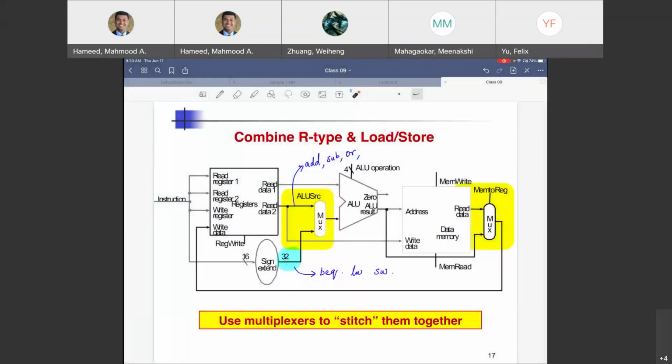All right, let's see. Okay, questions about this. How did we stitch the R-type and the load store instruction together?